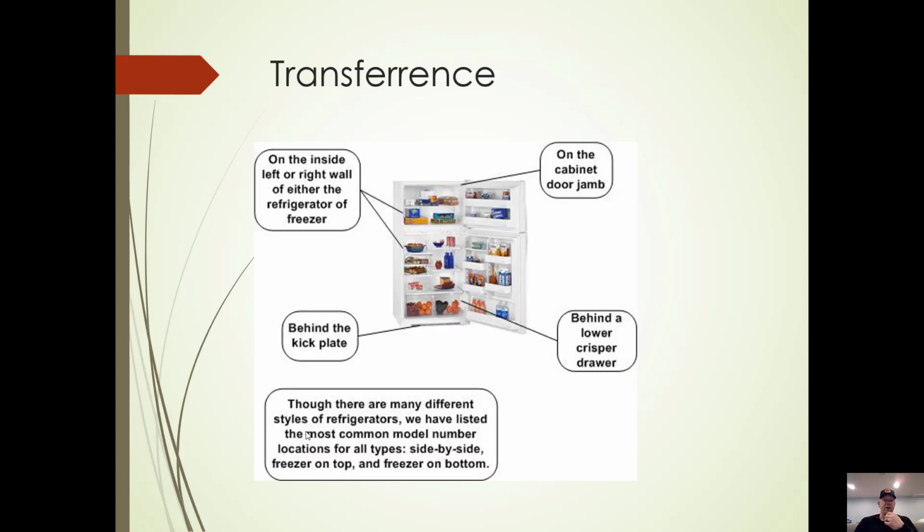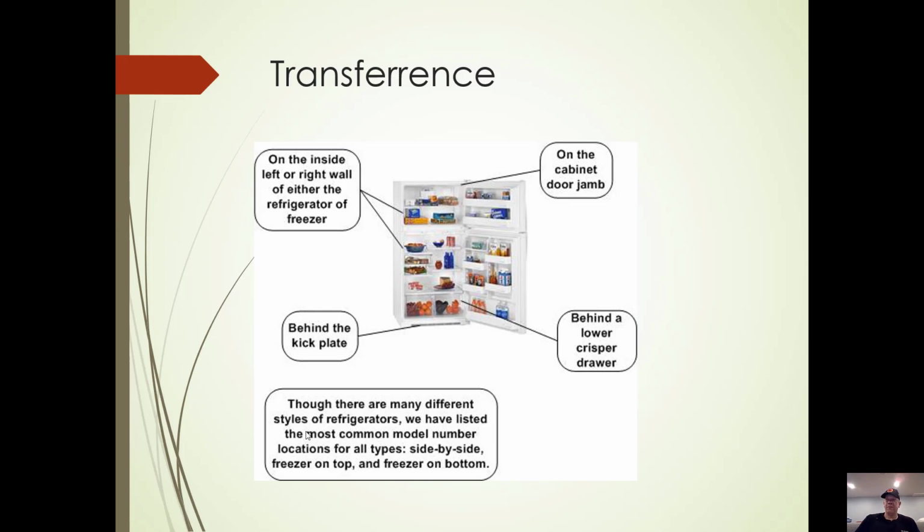Let's go on to the transference of energy. Here we have a refrigerator. First of all, most of your kitchen appliances are usually heating something up. You've got your stove, you heat up a pan, so you're going from the burner to the pan to the food. That energy is being transferred along the way. Same with a toaster and whatever else.